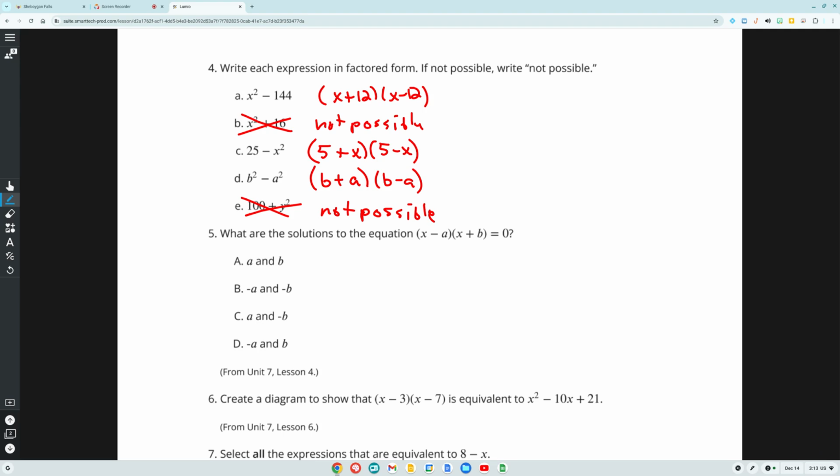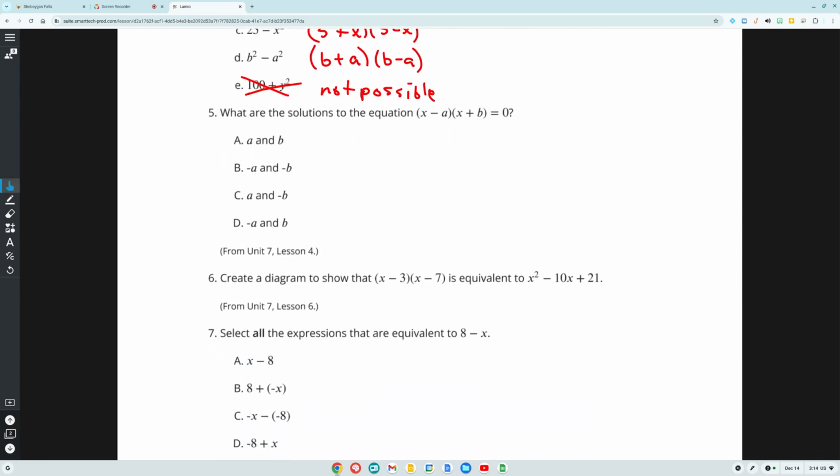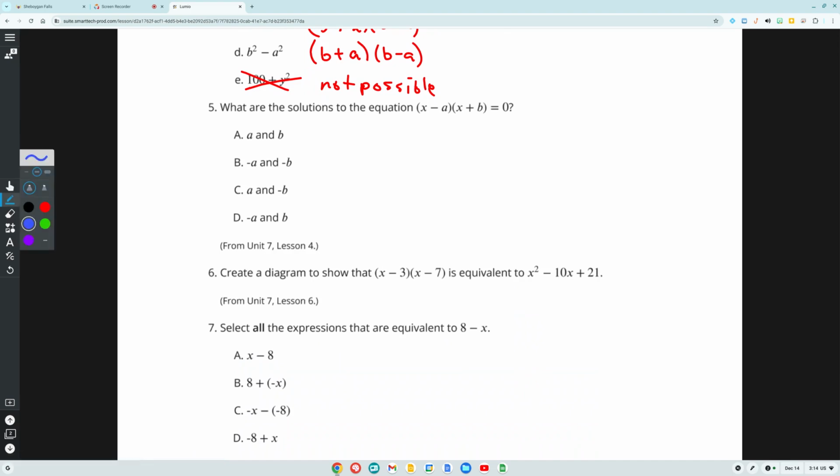5, what are the solutions to the equation x minus a times x plus b is equal to 0? Well, using the zero product property, I know that each one of those factors would have to be equal to 0. So x minus a would have to be equal to 0. If that's the case, I add a to both sides. I get x is equal to a.